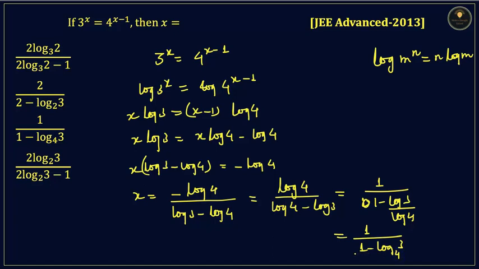And the question that you can see here has option 3 as the correct one for the given question. So there are two properties that we are using. The first property is log m to the power n can be written as n log m. And the second property is log m minus log n can be written as log m by n. This is the property that we are using.